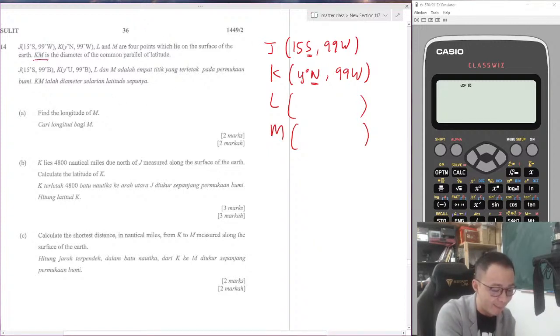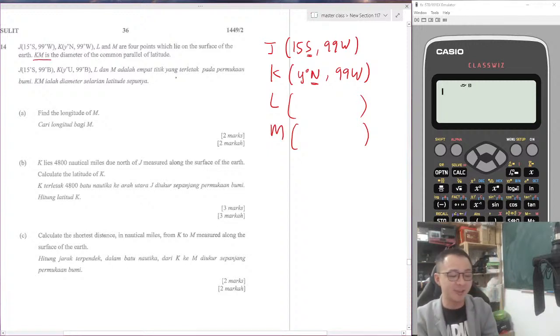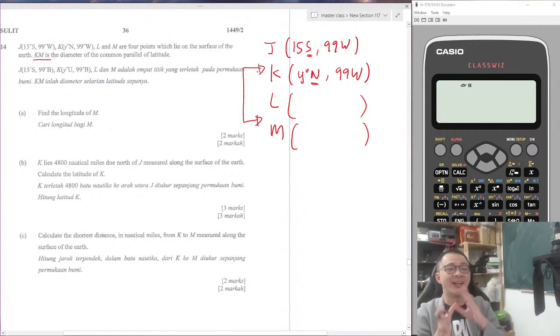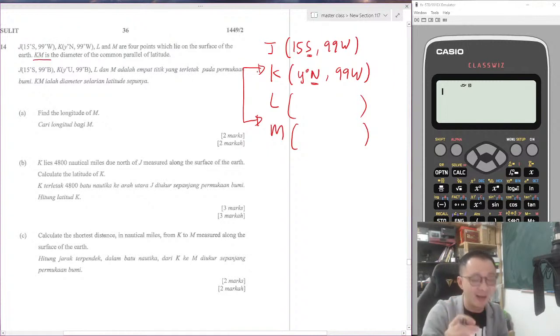They say KM is a diameter of a common parallel of latitude. This is exactly like what I said. Then I will focus on K and M here. Okay, so you pay attention to K and M here. Common parallel latitude means what? They are at the same latitude. I will just copy their latitude value here. In this case, the latitude value is just Y, so I just copy the Y first. Maybe later I can find what Y is.